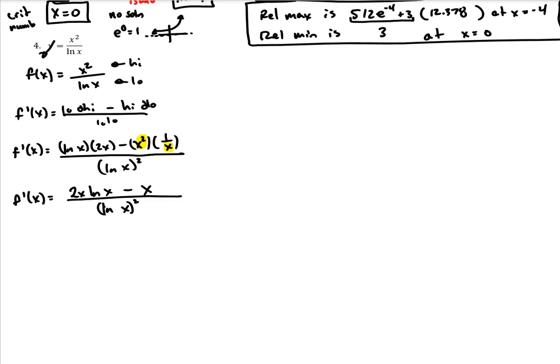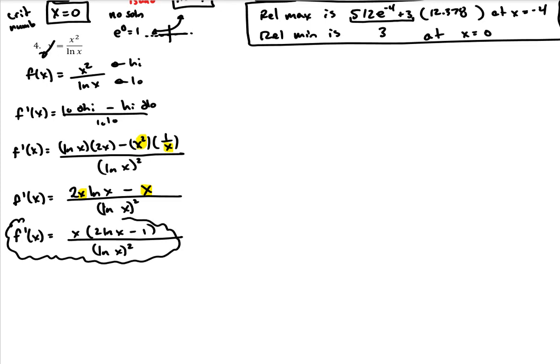All right, so we've got this scenario here, and then now I want to factor what I can in the numerator. So notice x is in common. So let's factor. So we have f prime of x is x, let's get our big fraction bar, and then 2 ln of x minus 1 over ln of x squared. Okay, so this is our factored f prime.